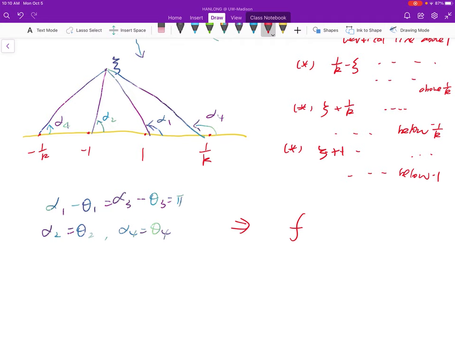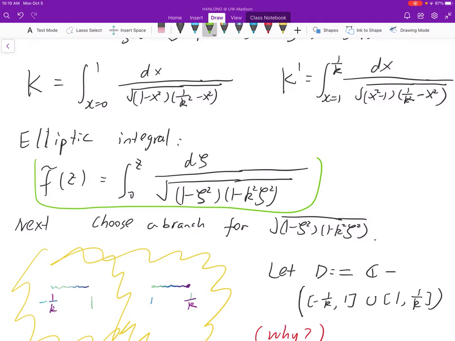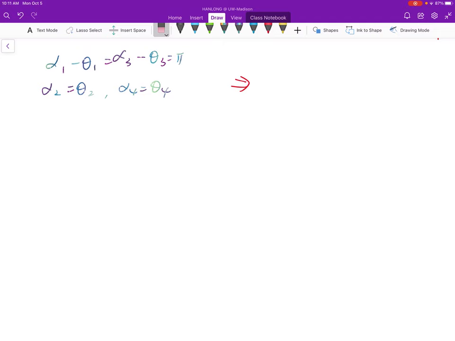The usual elliptic integral defined by this, which is called f theta here, is negative f. Here f is the Schwarz-Christoffel transformation. Okay.